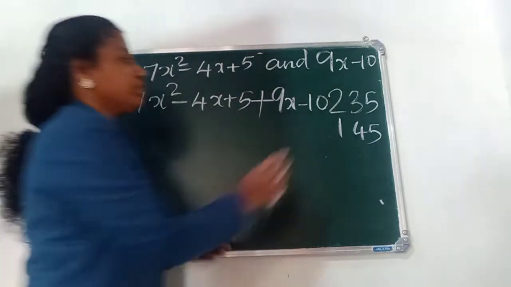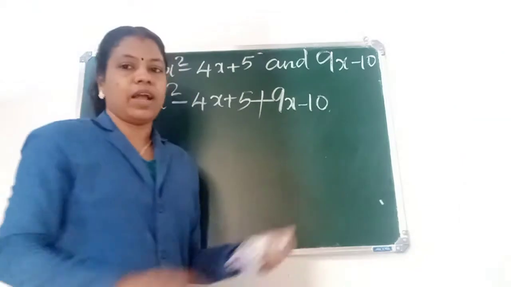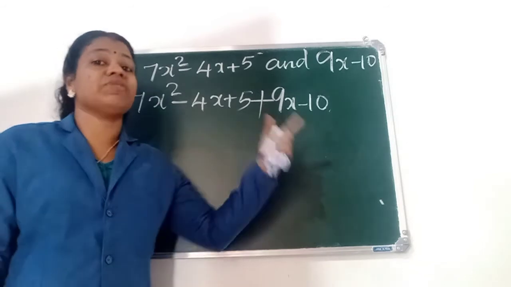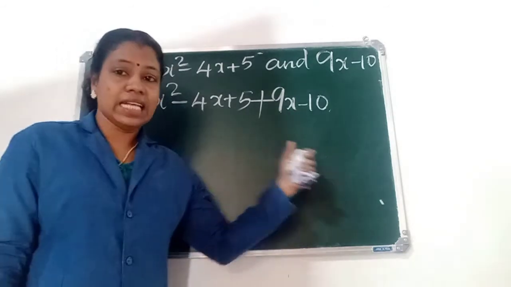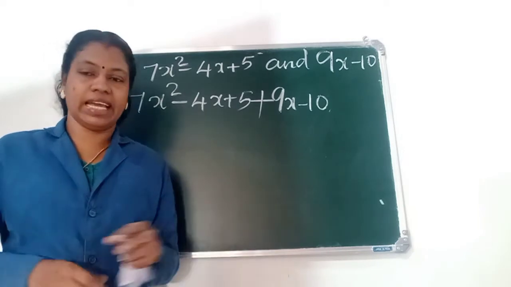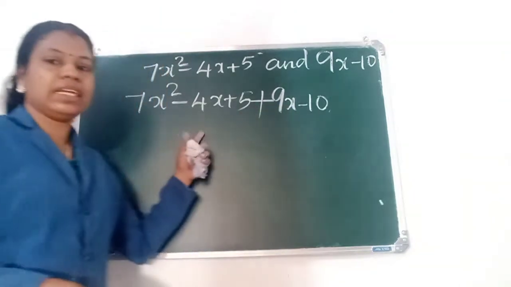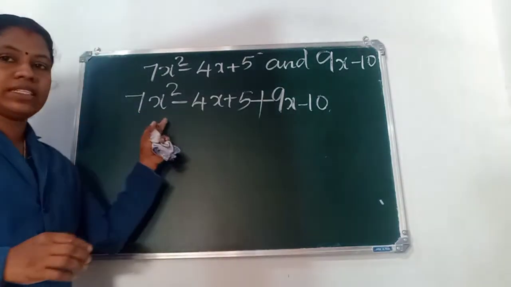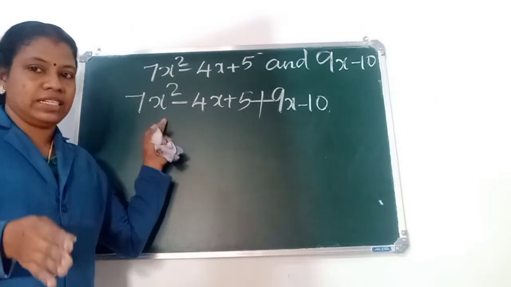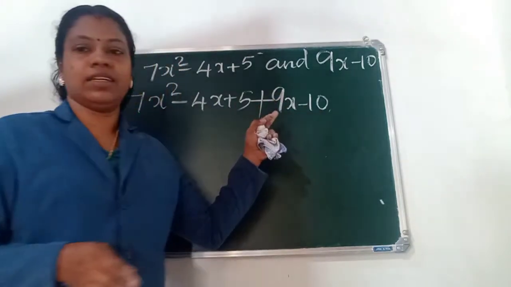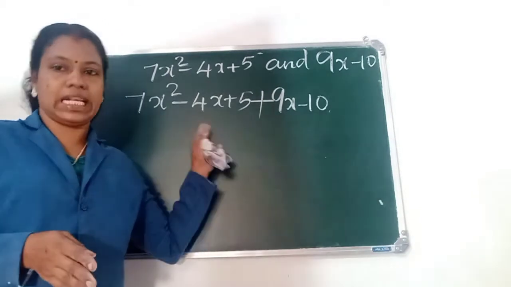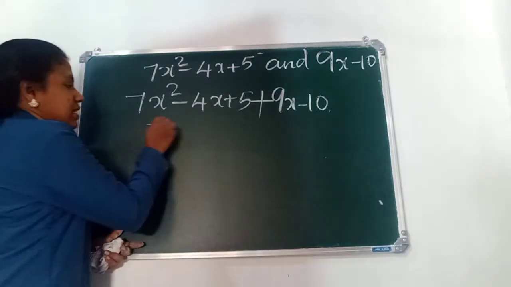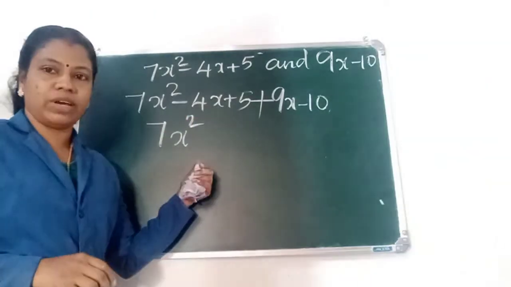Okay, now what is the next step? I already told you, while adding or subtracting polynomials, first we need to arrange the like terms together. Then only we can add. Okay, so look at the expression and take out the like terms. So here the first term is 7x square. No other like terms having variable x. So this is only one term, so no need to change that term. You just write the term 7x square itself.